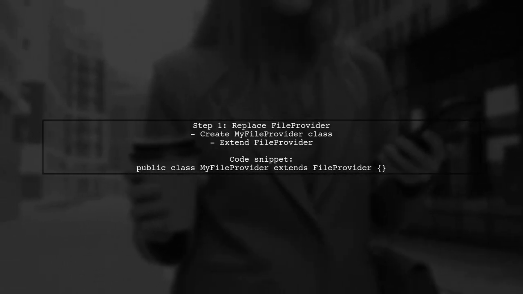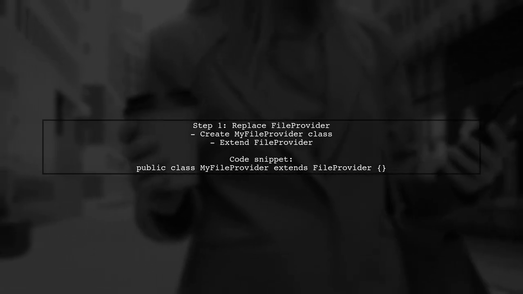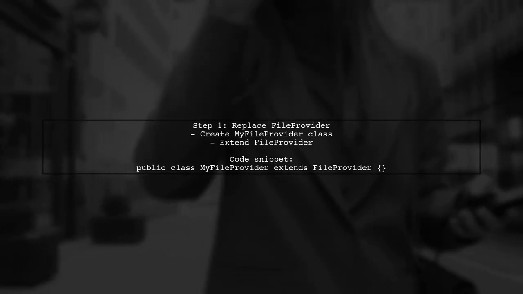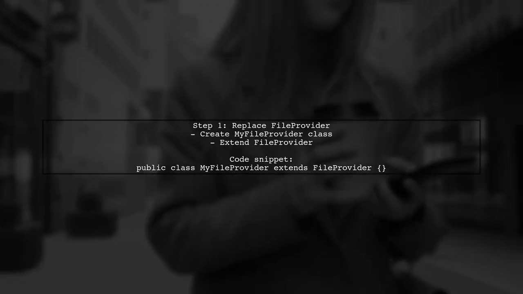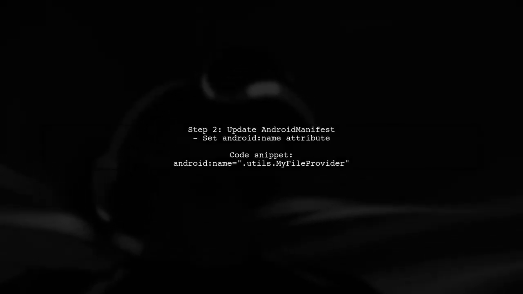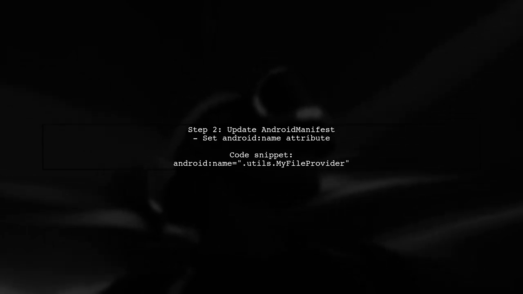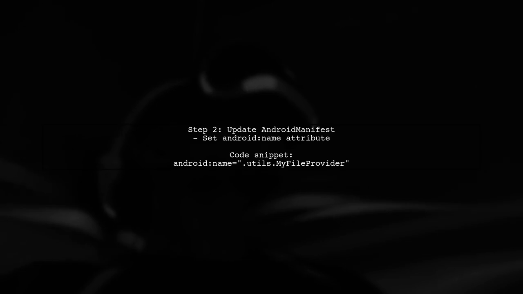To fix the blank screen issue when opening PDF files in Android Nougat, first, replace the File Provider class with a custom MyFileProvider class. Next, modify your Android manifest file to specify the location of your MyFileProvider class in the provider section.